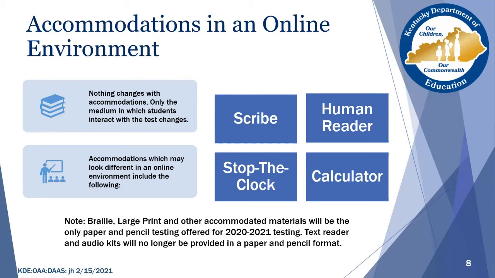The important takeaway is this: the rules and regulations which govern accommodations have not changed. Okay, a scribe can still only record what the student instructs the scribe to write. A reader can still only read the words as they are written exactly on the test. Nothing changes in what accommodators or accommodations can do or provide. What changes is the medium in which the students and accommodators are interacting with the test. So some of the accommodations may look a little different. You know, a scribe, a human reader, stop the clock, calculator, dictionary, thesaurus, and assistive technology. All those things can look a little different in an online test, but essentially all the rules still apply. Nothing changes.